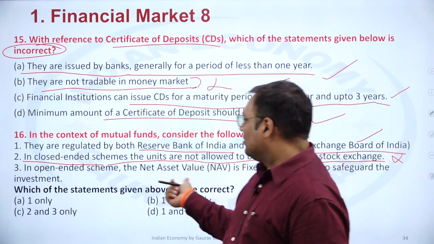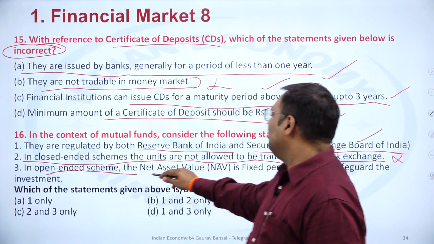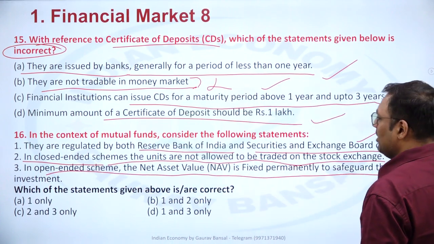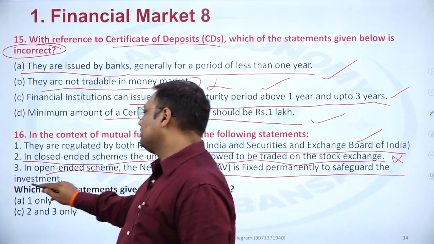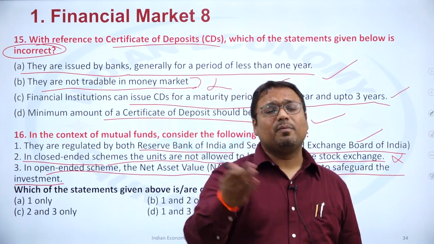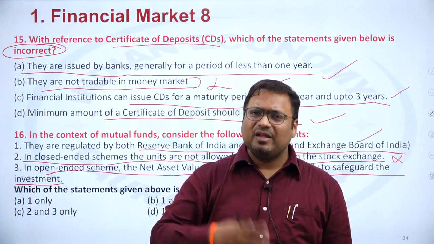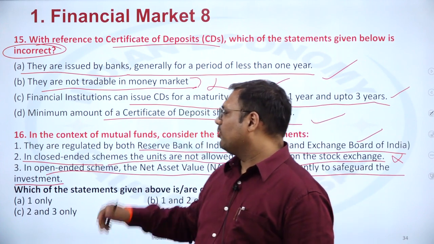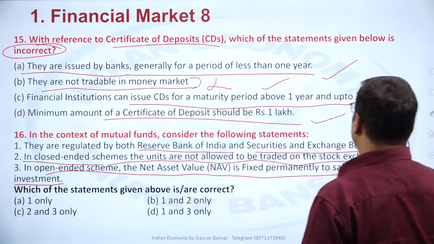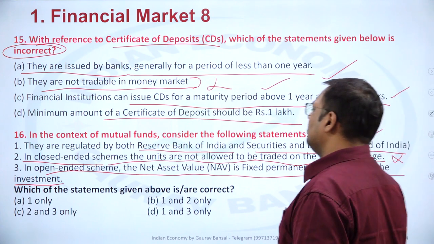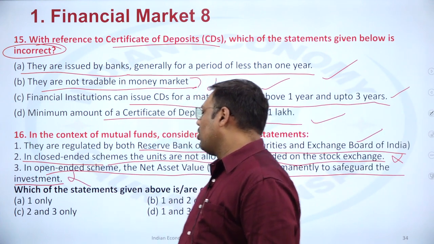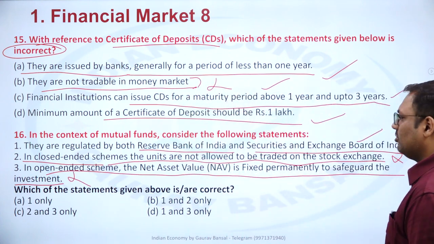Open-ended, let us look at them also. Open-ended scheme, the NAV is fixed permanently to safeguard the investment. That is wrong. In the open-ended, people are coming in regularly, okay? New people are buying the funds directly from the company. So there is no fixed permanent value, okay? So this is also wrong. In this case, the answer is one only.